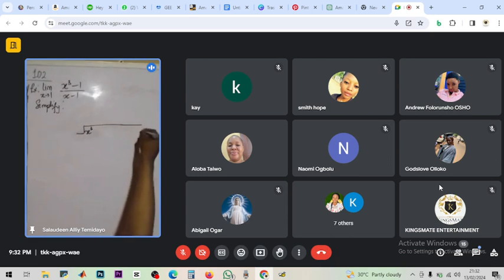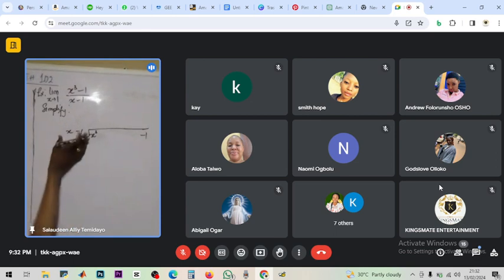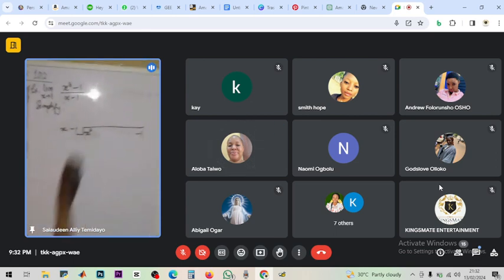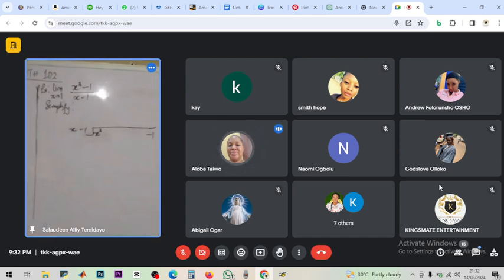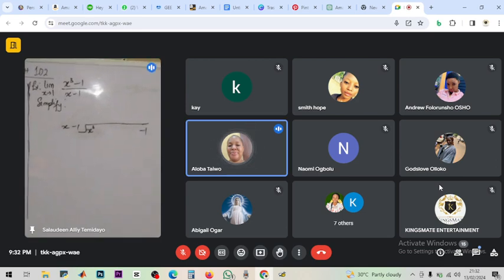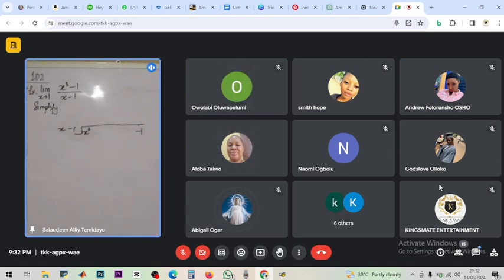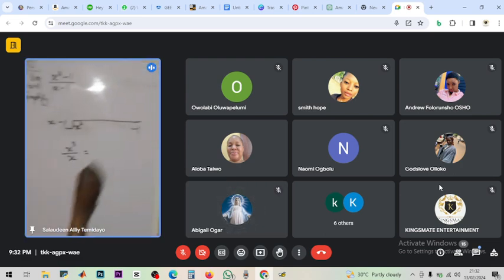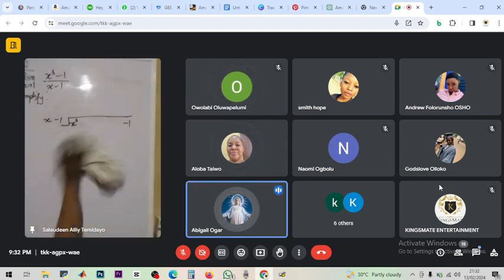Let's note what we are doing now. This is what we call the polynomial, x cubed minus 1, and x minus 1 as the divisor. How many x can we find in x cubed? x in x cubed gives x squared.